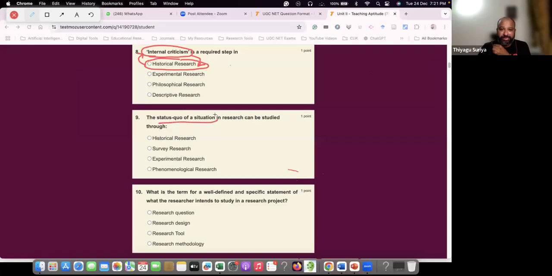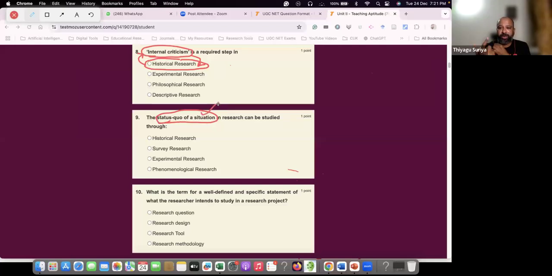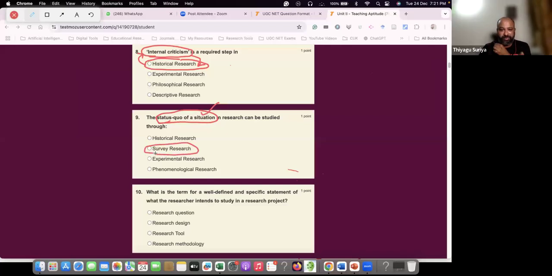Now the next answer. Status quo. What is the status quo? The status quo is nothing but the current situation. In research, it can be studied through which method? Survey. Yes, it is survey. You understood? It's talking about the present. What is the present? What is the past? This way we can identify the answer, right?